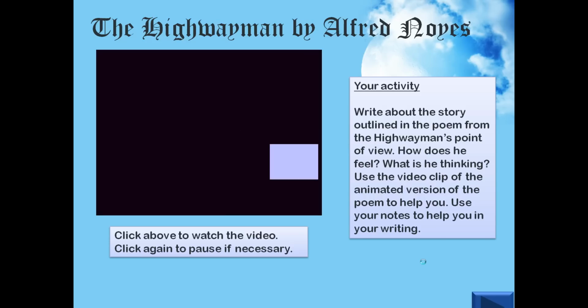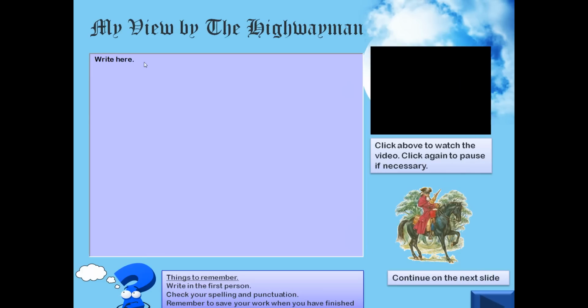When they click through to actually work on the activity, there are some writing prompts here at the bottom. So writing in the first person, checking the punctuation and spelling, save your work when you've finished, a smaller copy of the video for them to work on, and if they need to, there's another space on the next slide. It's just using the toolbox in PowerPoint to add the write-on box and just inserting the movie from file.